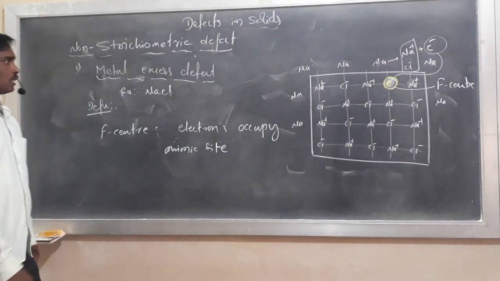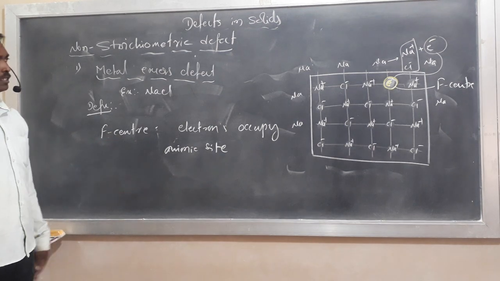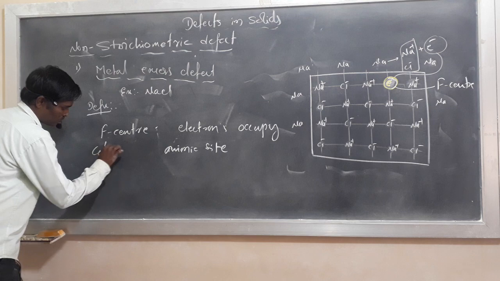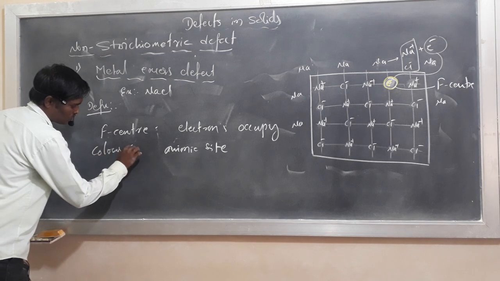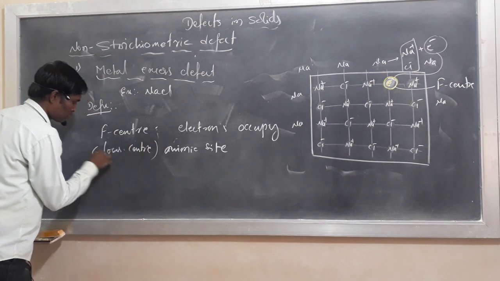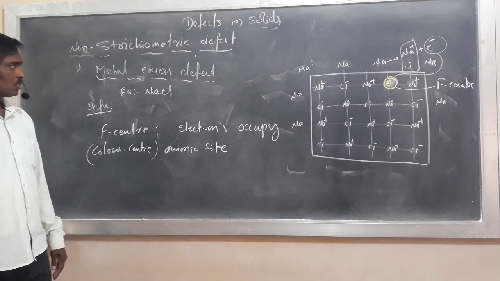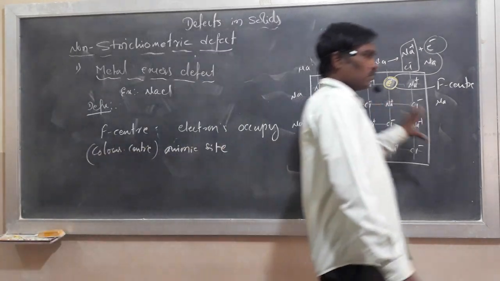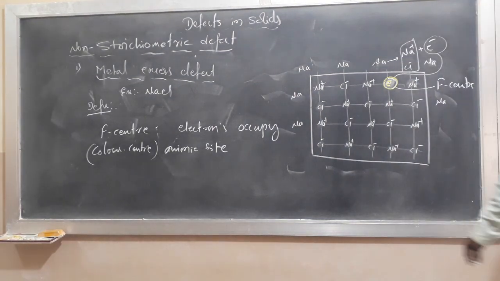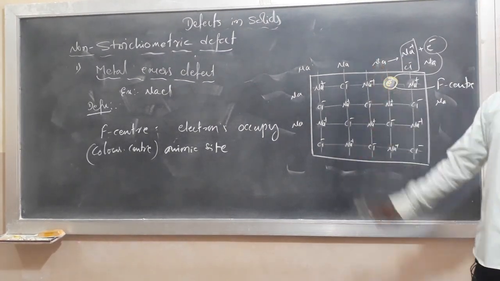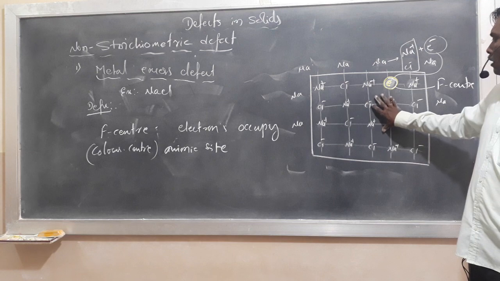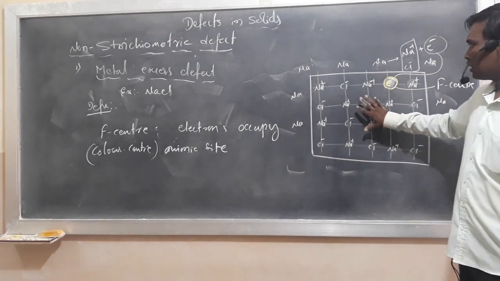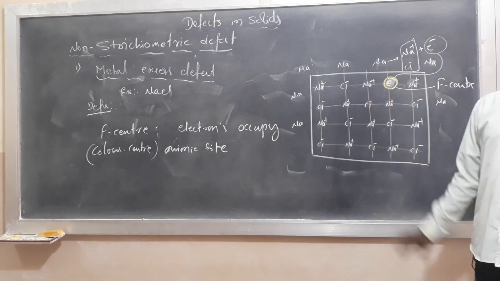They are called the F centers or color centers. Color centers, because after this defect the crystals show some color. So sodium chloride crystals, when heated in an atmosphere of sodium, change their color. Initially it is colorless.